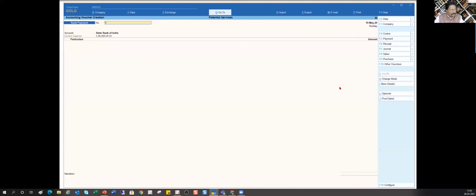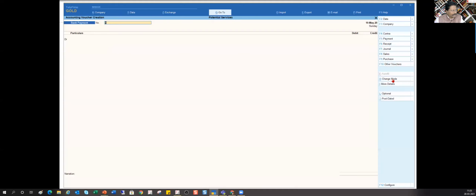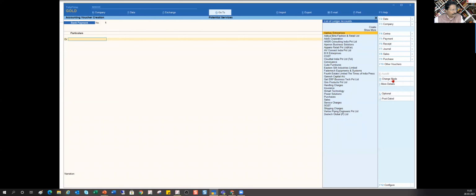So I'm going to go to bank payment, right? And here, let us say I want to convert this into double entry mode. So I'm going to go to change mode and select double entry. Now this bank payment voucher is getting number one, right? So I come here and I'm going to debit. I'm purchasing stationery. Printing and stationery is a nominal account. Debit all expenses. So I'm going to type printing and stationery.